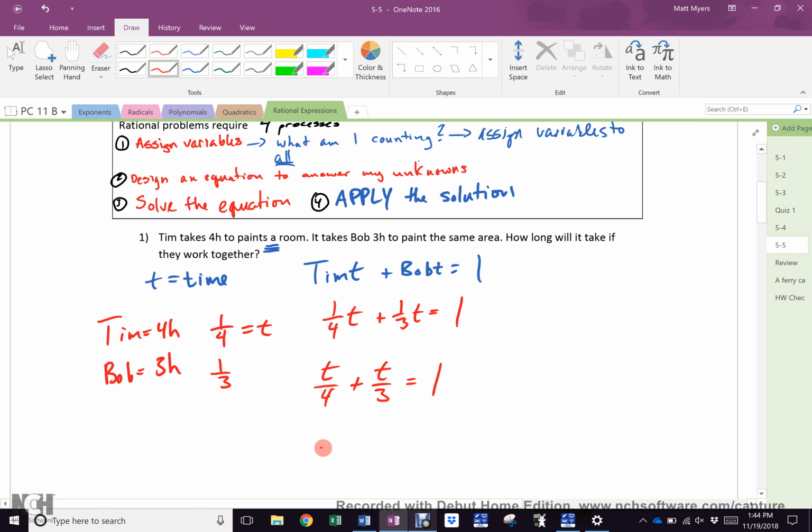What is my common denominator? 12. So what does this guy need? 3. What does this guy need? 4. What is 3T plus 4T? 7T over 12 equals, what did this guy need? 12. Yeah? 12 over 12, because that's still 1, correct? Do I care about the denominators anymore? Because they're all the same. So what's left? 7T equals 12. What does T equal?